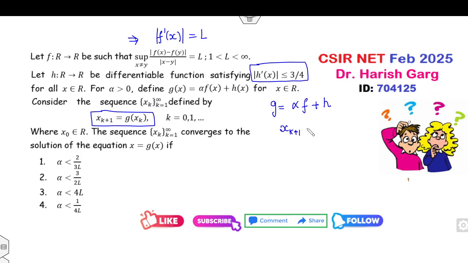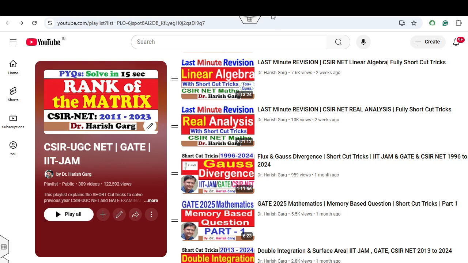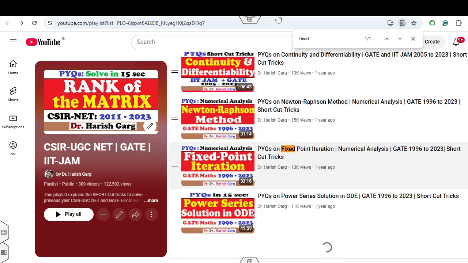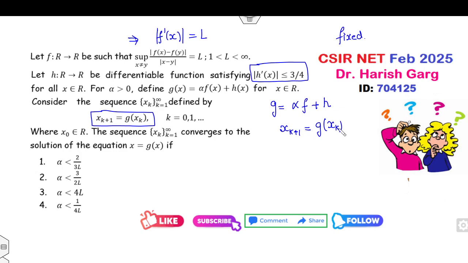Always remember what comes to your mind when you look at this case. That is always the fixed point theorem. And for that case, if you watch my lecture, PYQ of the fixed point equations, you will get the answer in 10 seconds. What is the condition for the fixed point equation? That is the derivative is less than 1. So now you can see g is alpha f plus h.